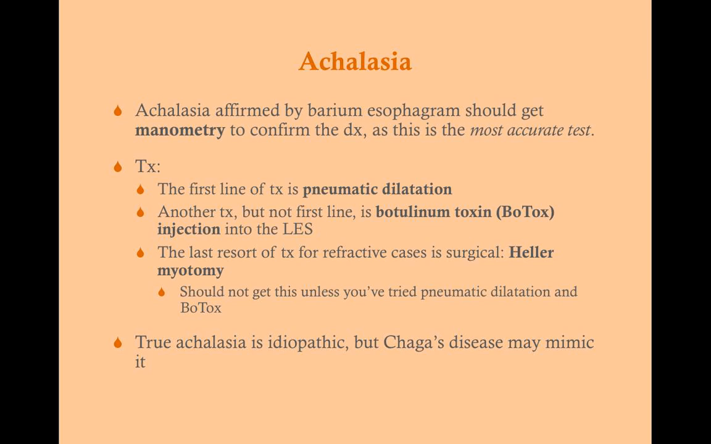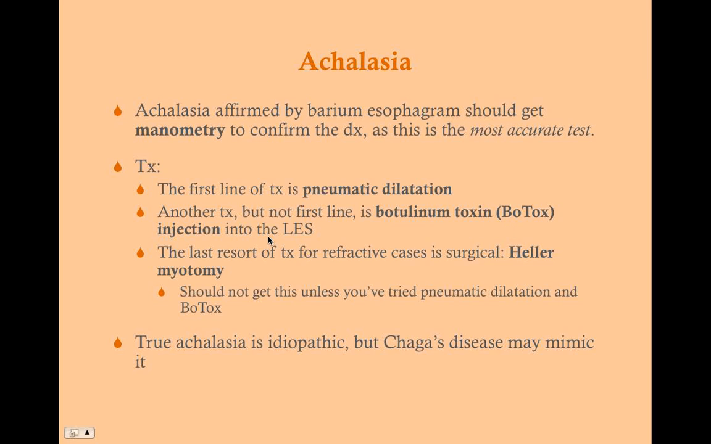So if it asks which of the following is the best first step in the diagnosis of this patient, then it's going to be barium esophagram. If it asks which of the following is the most accurate test, it's going to be manometry. As far as treating patients with achalasia, the first line of treatment is pneumatic dilatation. That's simply where we go down to the lower esophageal sphincter and dilate it so we can get food down. And that has a pretty good success rate.